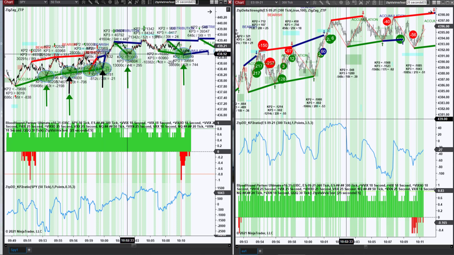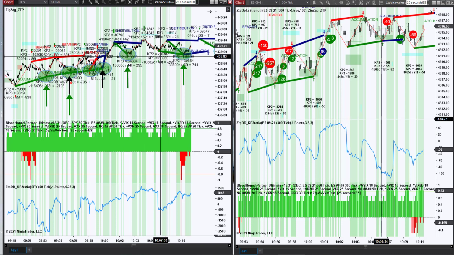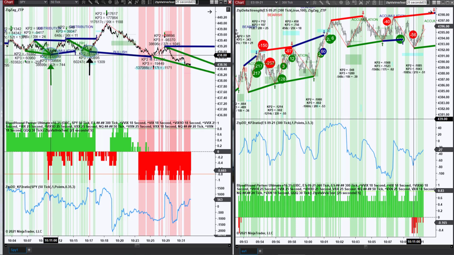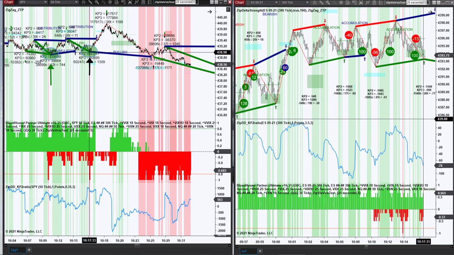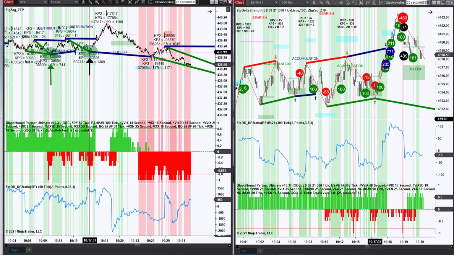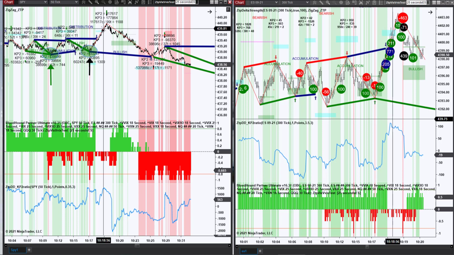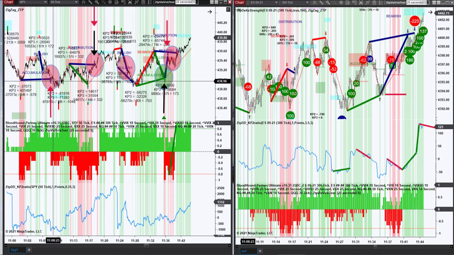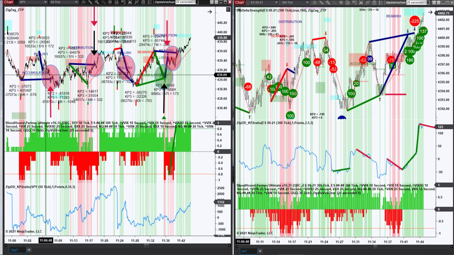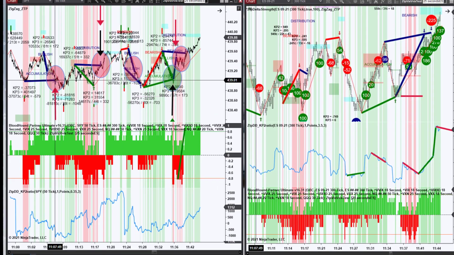We have special divergence with VXX here. We have special divergence with VXX. We have special divergence with accumulation on the ES here, good for about 10 points. That takes us into the 11 o'clock hour, where we did not do so well.